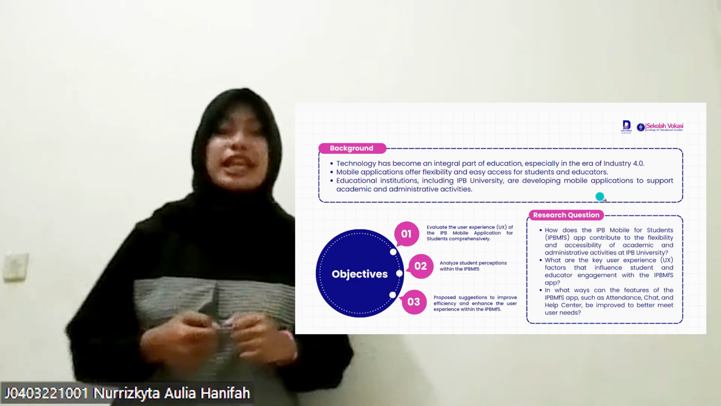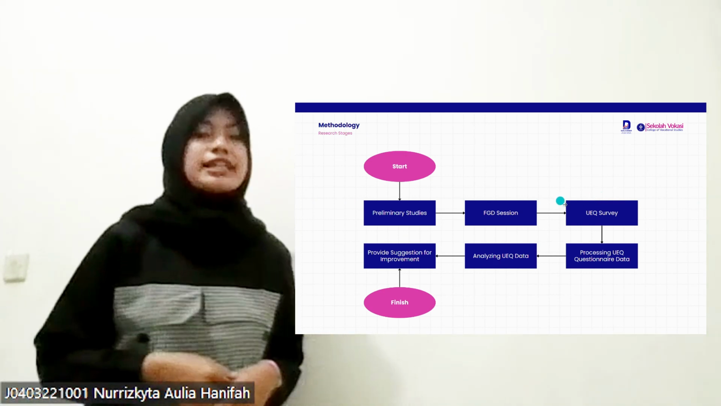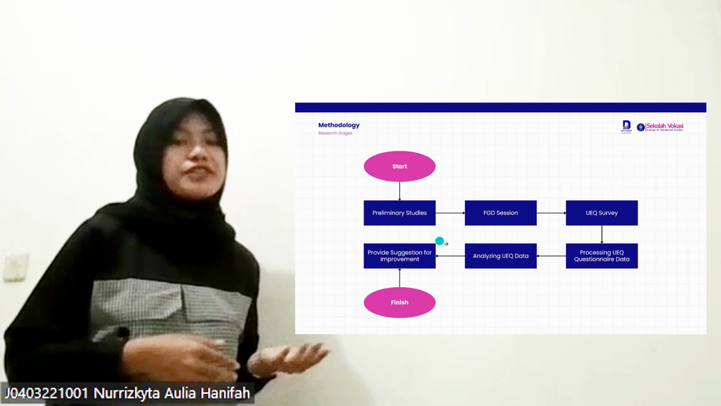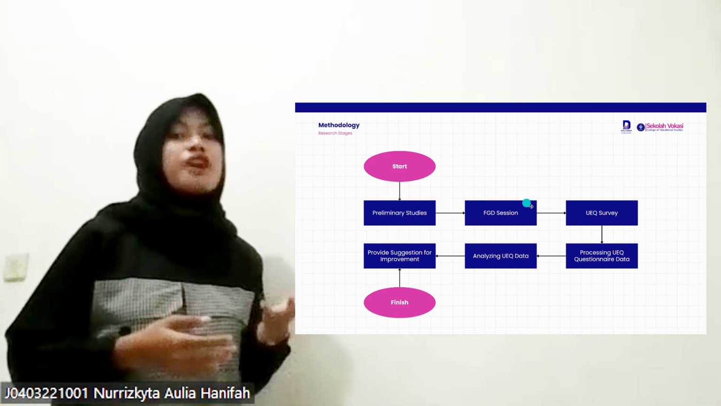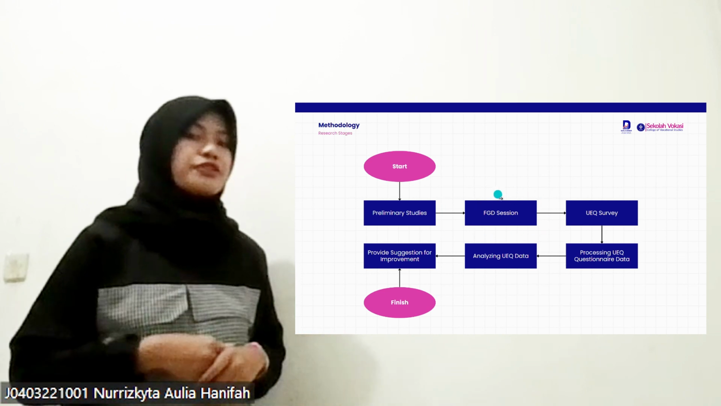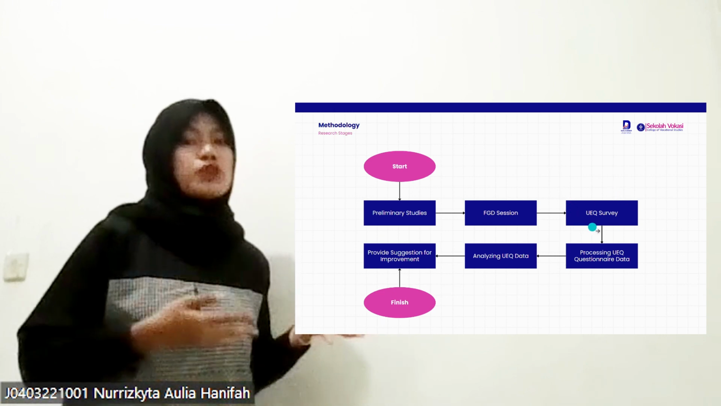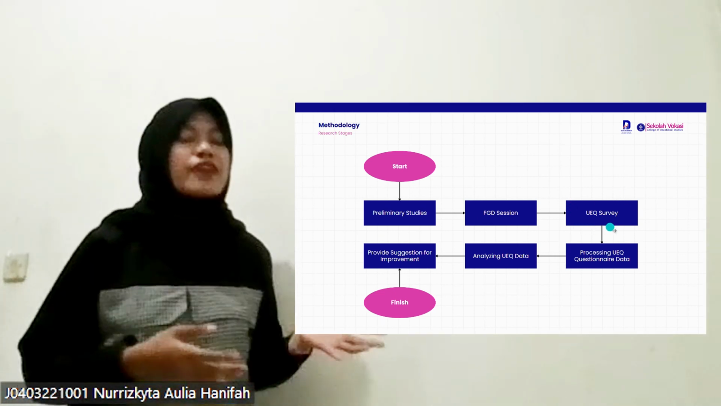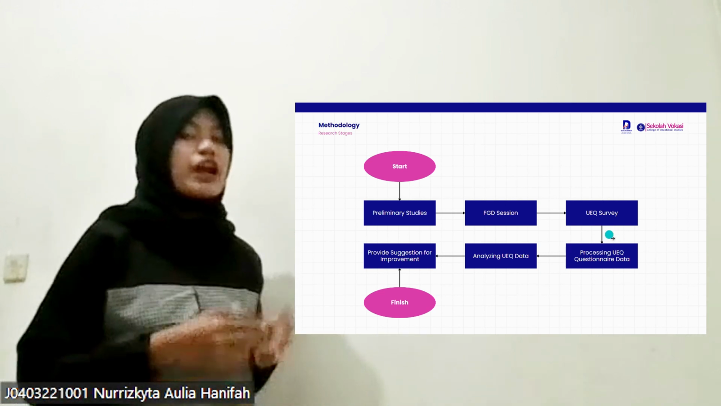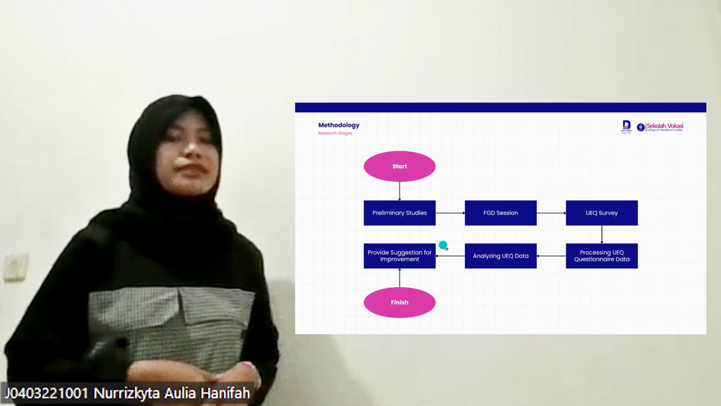Let me explain the research stages. In this research, firstly, we conducted preliminary studies to identify key areas for research. Next, we did the FGD to gather user perspectives to focus on specific features. After that, we conducted a UEQ survey, processing and analyzing UEQ data to identify strengths and weaknesses. Finally, we provided suggestions for improvement, presenting outcomes and proposed solutions for the IPB mobile application for students.